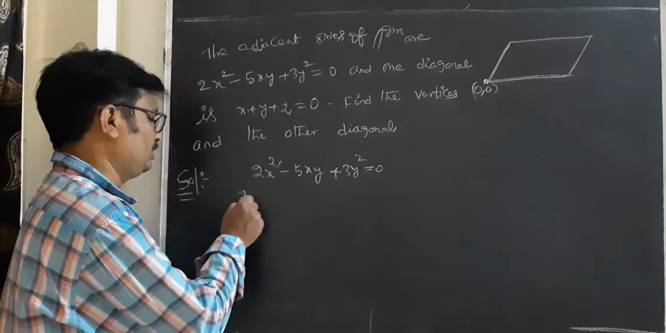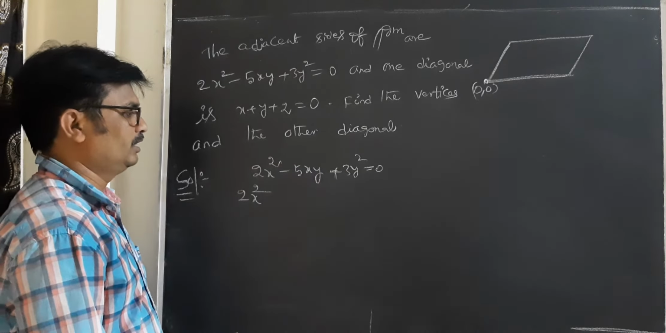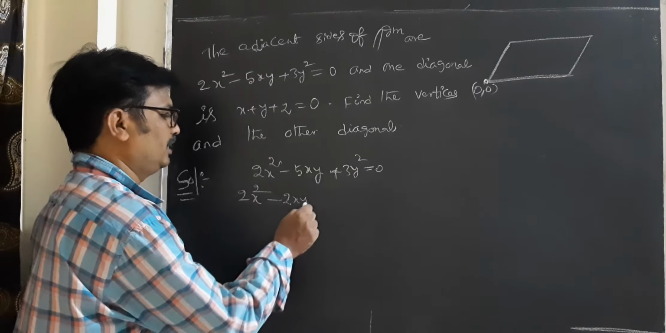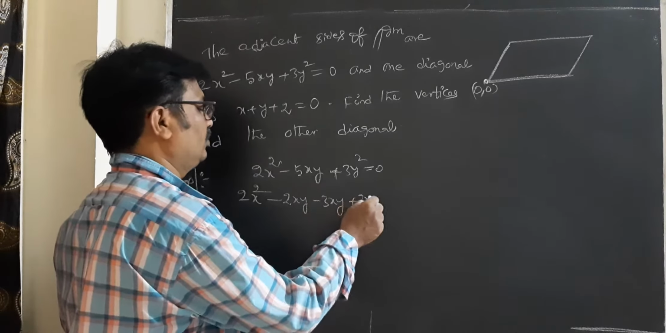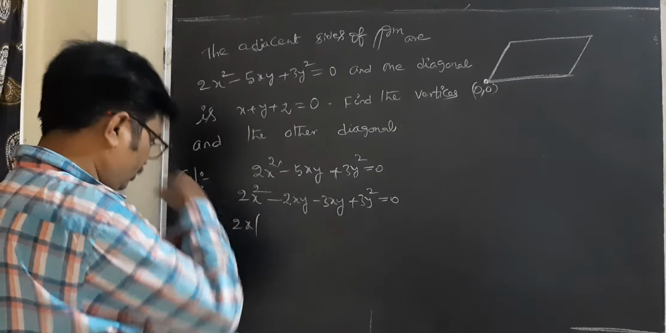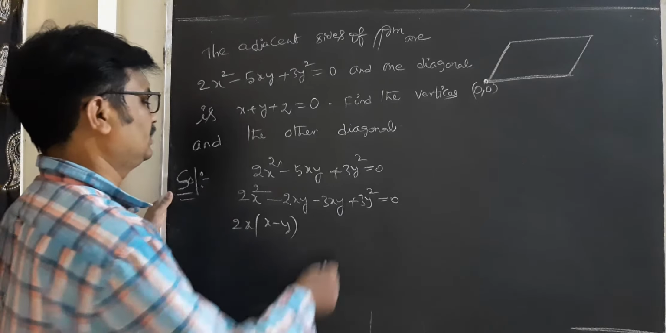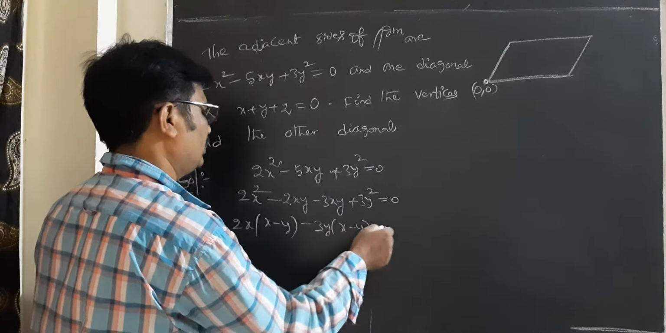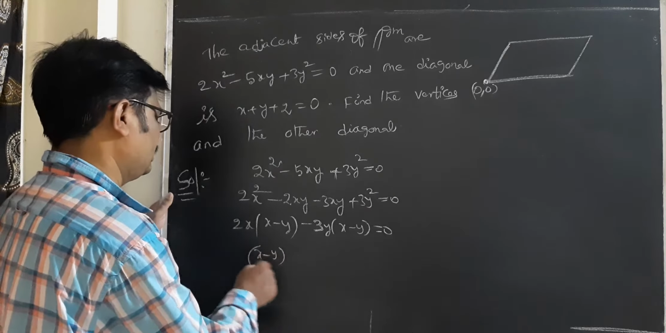Now students, for 2x², the product is 2 × 3 = 6. Therefore this can be written as 2x² − 2xy − 3xy + 3y² = 0. So here the common factor is 2x, giving 2x(x − y). Here the common factor is −3y, and undoubtedly this is also (x − y). Now x − y is common.